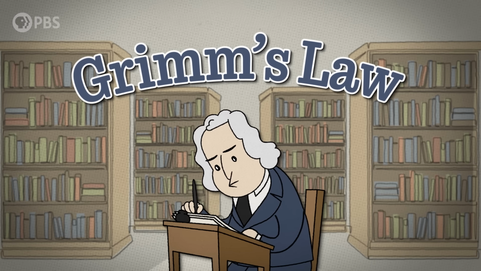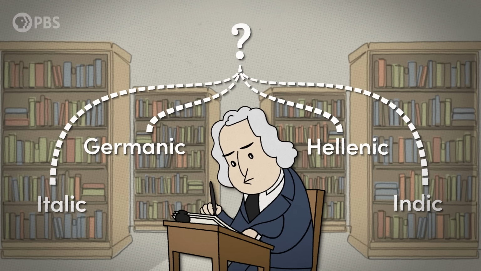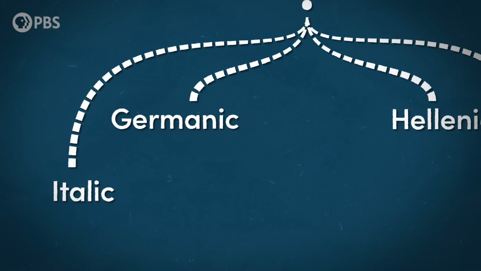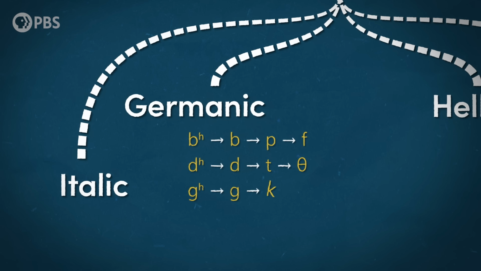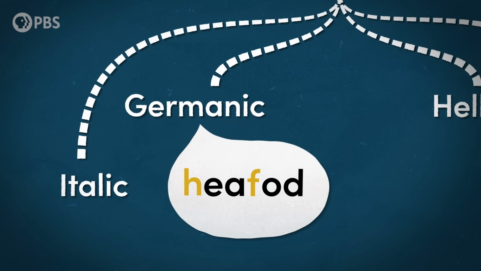It led to the belief that these seemingly unrelated languages had to share a common ancestor, and that sometime after Proto-Germanic split off, it underwent systematic sound changes across its entire lexicon. This is how the k and p of caput slowly became the h and f of heafod.